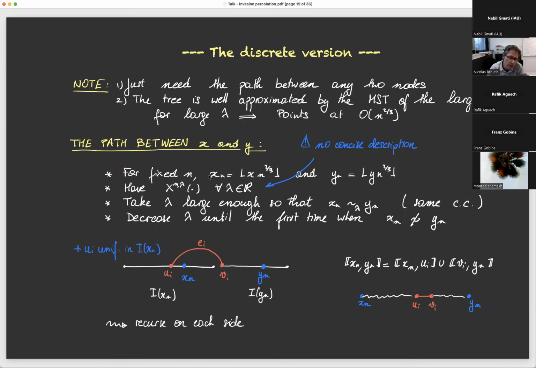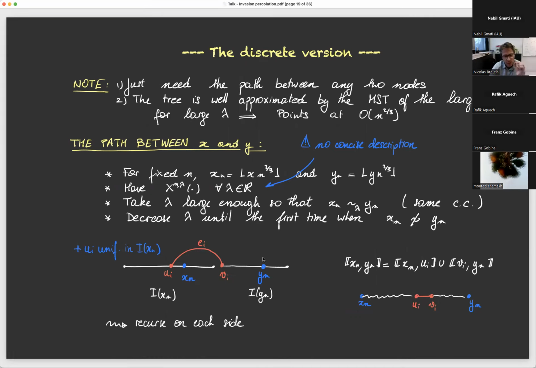So now for fixed n, we can choose 2 points, x_n and y_n, which are x n to the 2/3 and y n to the 2/3. Okay, you just take 2 points that are in the right region. Now, for these 2 points, you want to find the path between them. So how can you do this? You will first increase lambda until they are in the same connected component, because before they are not connected. So once they are in the same connected component, now you start decreasing lambda until they disconnect.